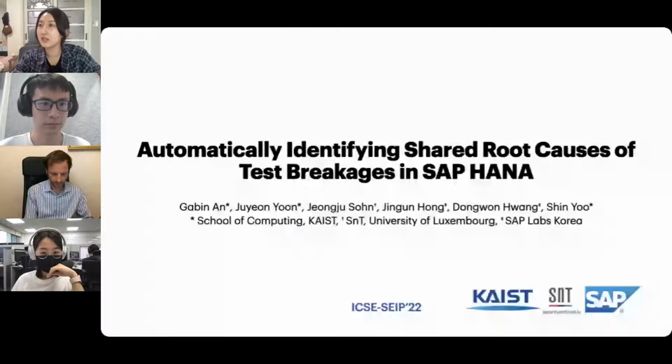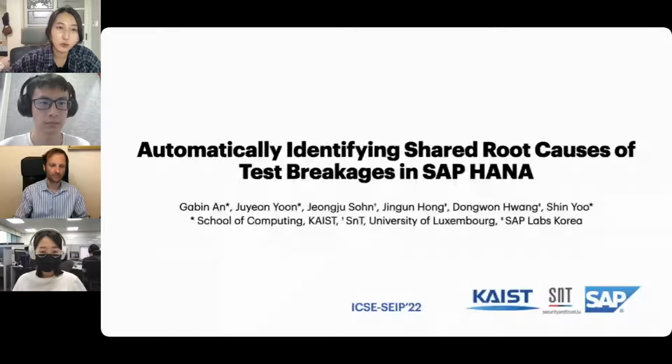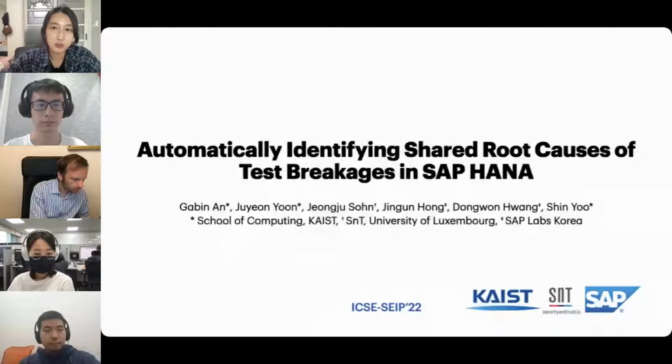Okay, I'll share my screen. I guess everything is fine now. So today I'll present our paper, Automatically Identifying Shared Root Causes of Test Breakages in SAP HANA. This work is a collaboration with KAIST and SAP Labs Korea.